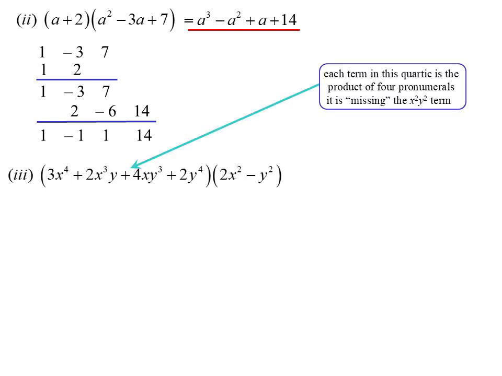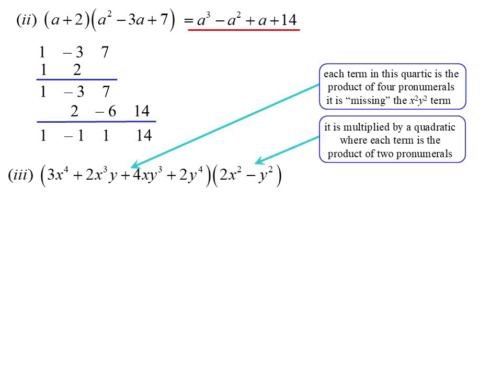Whoa, look at that baby. Whoa, got to multiply that out. Well, in this quartic, look at the algebra, it just looks scary. It still is 4 pronumerals multiplied together. They're all 4 pronumerals multiplied together. Sure, all 4 of them were x in this one. Just the powers are going down and the powers are going up. And it's missing the x squared y squared though, so I know I'm going to put a 0 for that one.